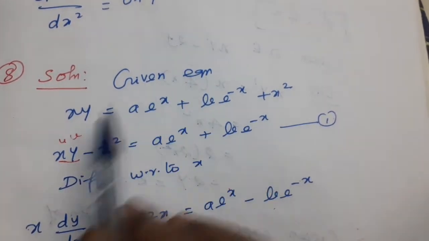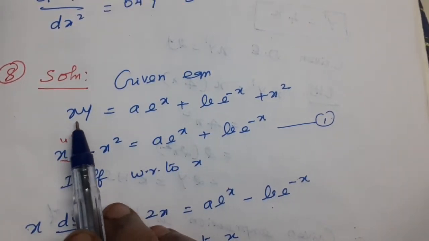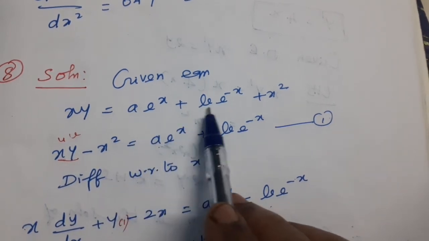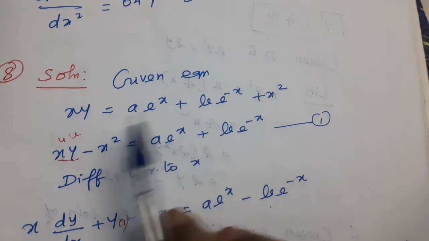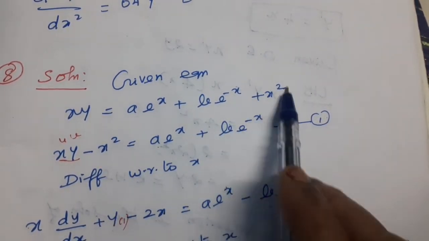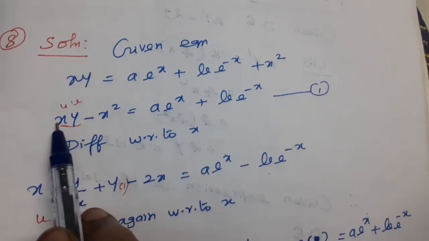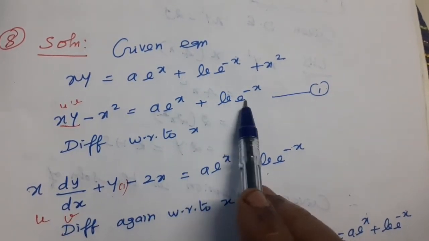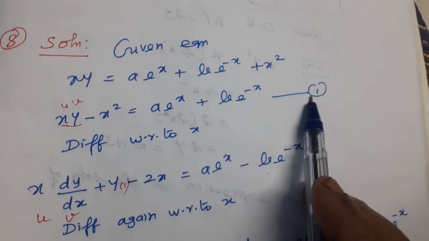Solution. What is the given equation? xy equal to a into e power x plus b into e power minus x plus x square. The plus x square term becomes minus x square. So xy minus x square equal to a into e power x plus b into e power minus x. Keep it as equation 1.